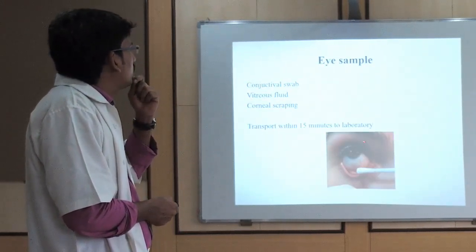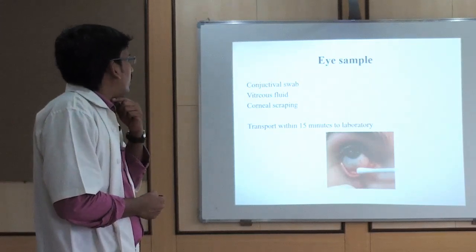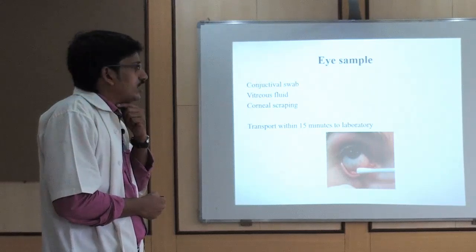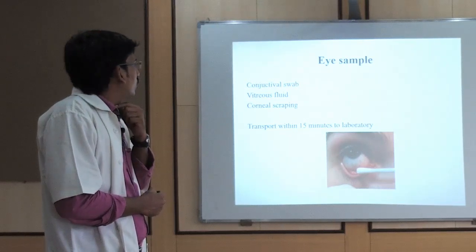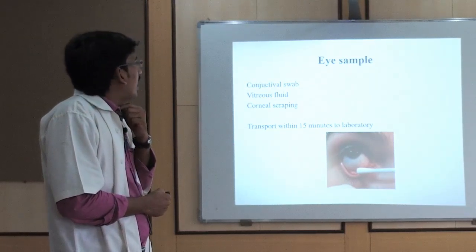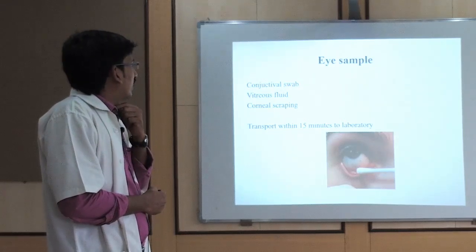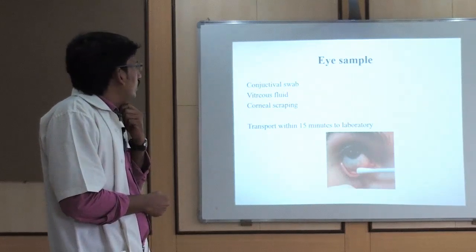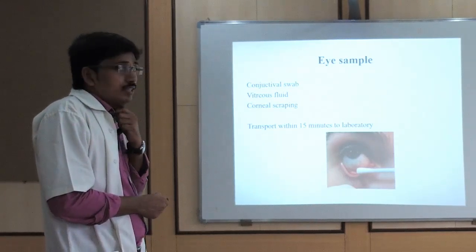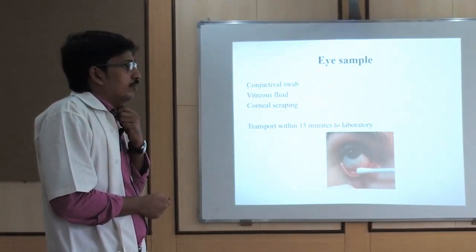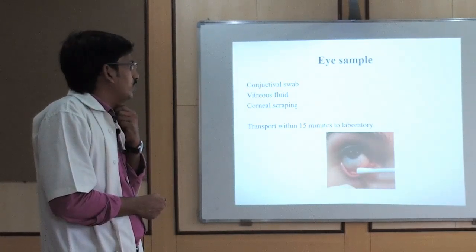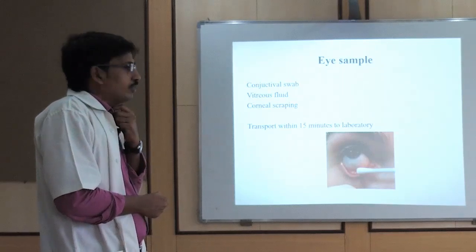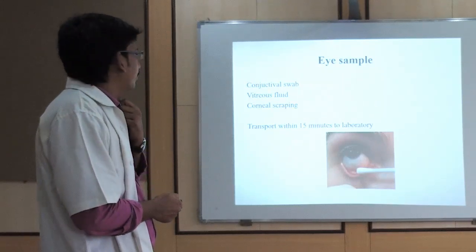And coming to eye samples, mostly conjunctival swabs, vitreous fluids or corneal scrapings. This requires full aseptic conditions and full precautions. Without taking precautions, don't take any eye samples. Only an expert person should take these samples. After taking the sample, transport to the laboratory within 15 minutes. If you are delayed, don't send the sample to the laboratory; otherwise, keep it in the refrigerator. Then you send the sample after 30 minutes to 1 hour, but before 1 hour, you must send the sample to the laboratory.